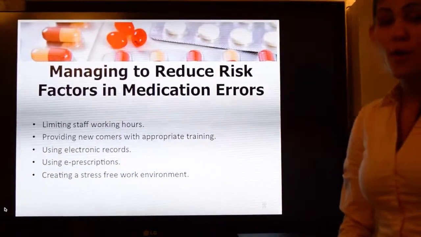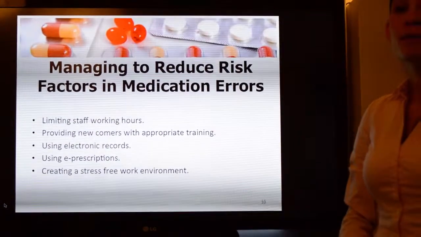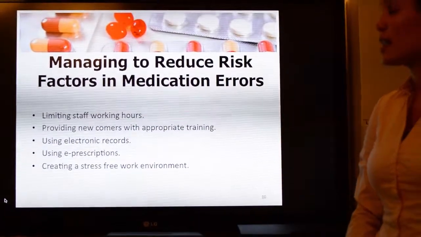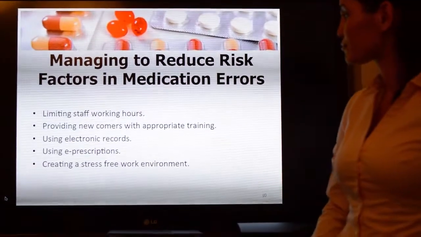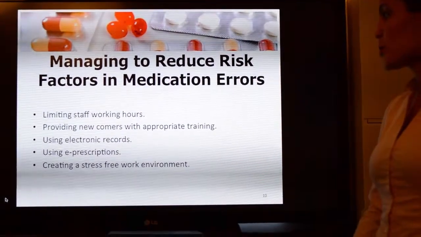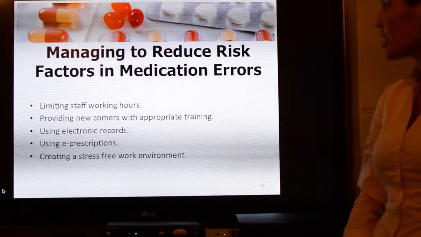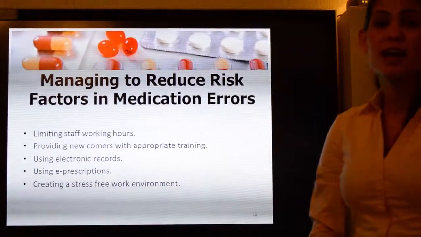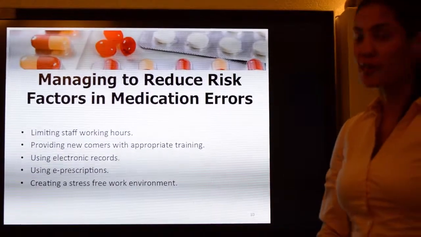For example, to avoid errors when there are illegible handwriting orders. And also, of course, creating a stress-free work environment without interruptions and distractions that can account for these errors.